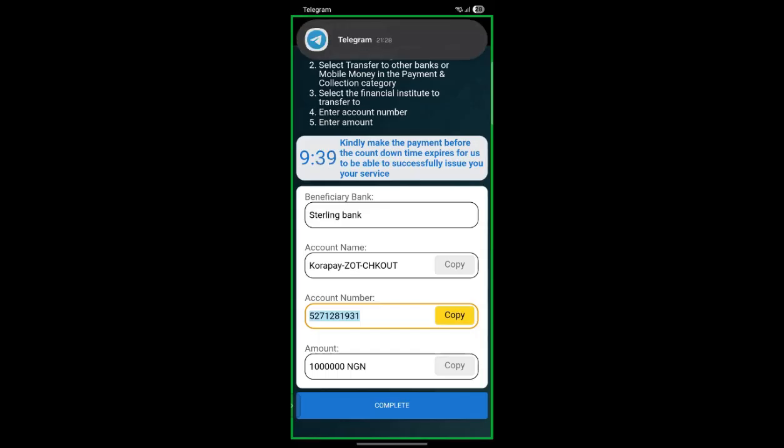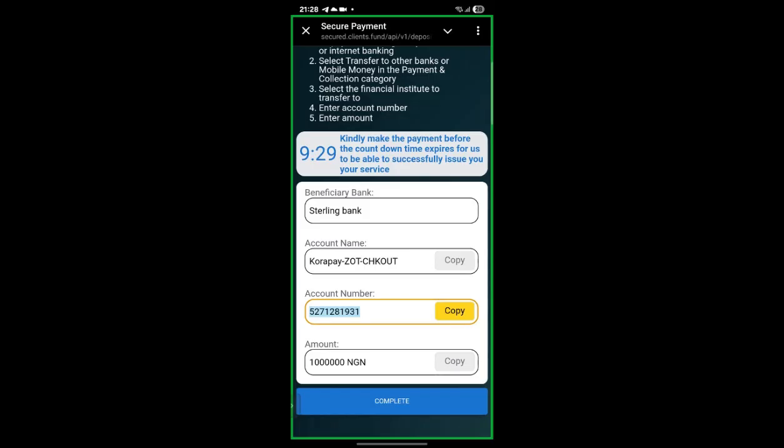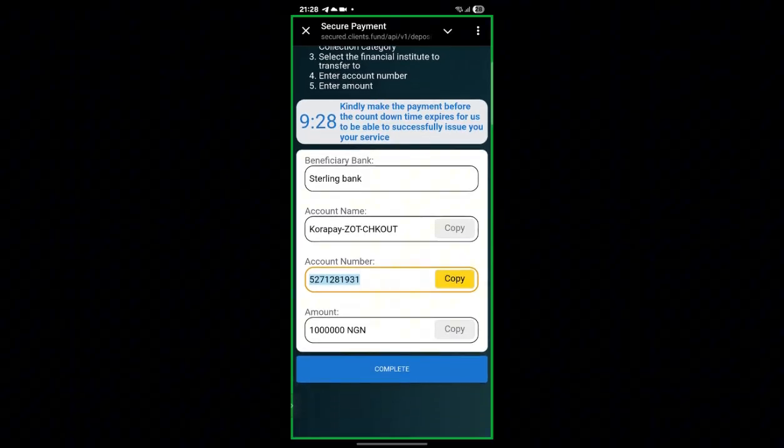The bank name is Sterling Bank. All right, then I'll put Sterling Bank. Once I do that, the account name that will show will be Cora Pay ZOT checkouts and all. Then I'll transfer the 1 million naira there. And once I'm done transferring, I'll just come here and click on complete.